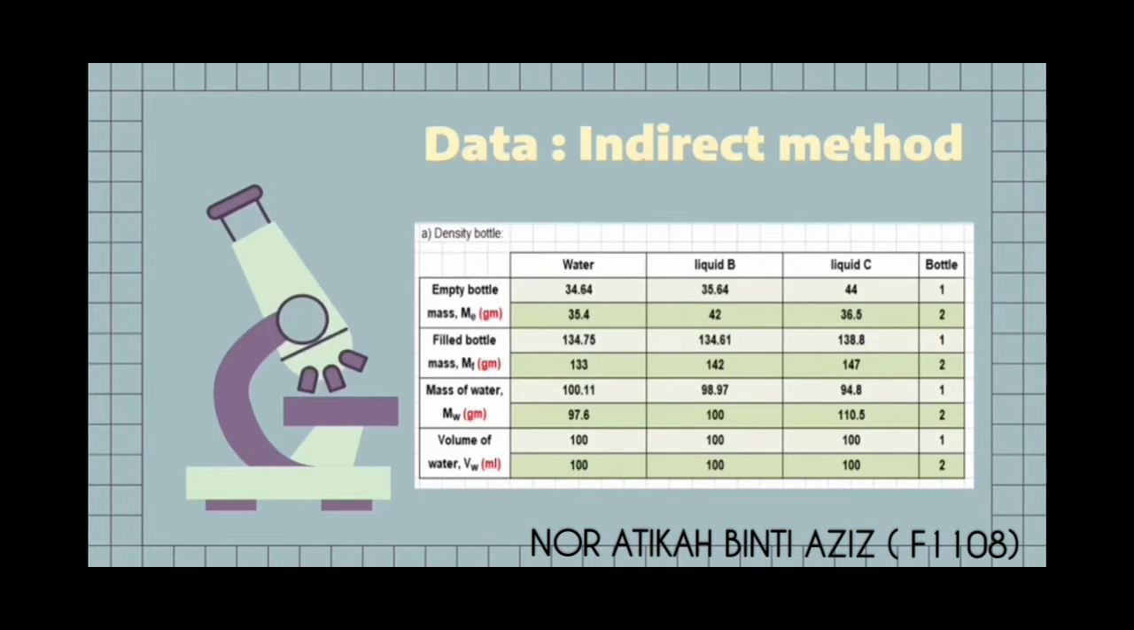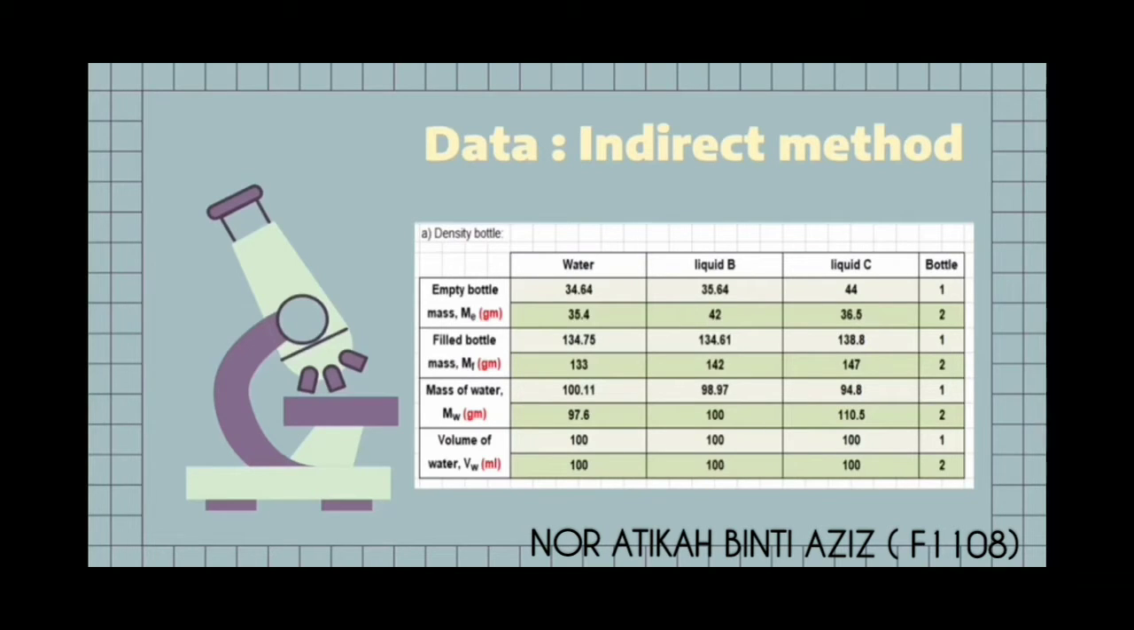So today I want to present about the density bottle, which is the data and calculation in method 1. As you can see, we made 3 samples for this experiment, such as water, liquid B and liquid C. Then we also made 2 tests for every sample to make sure the data has no error.